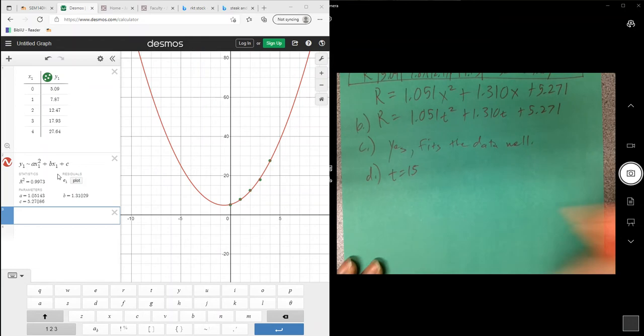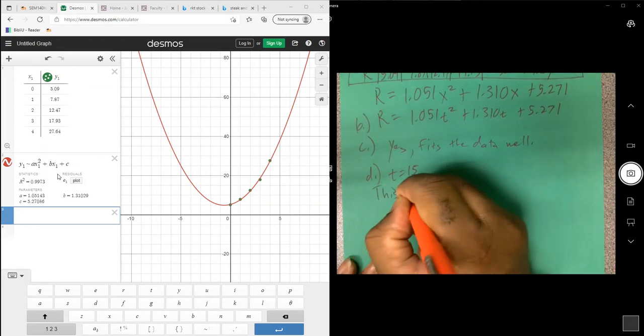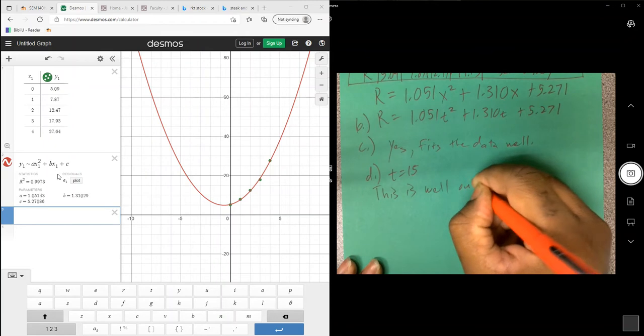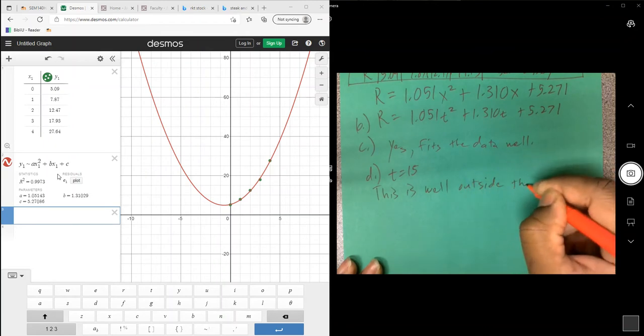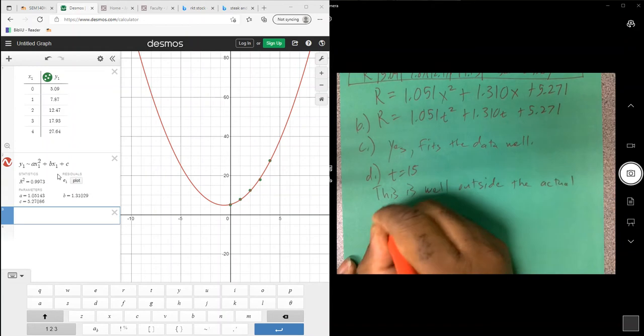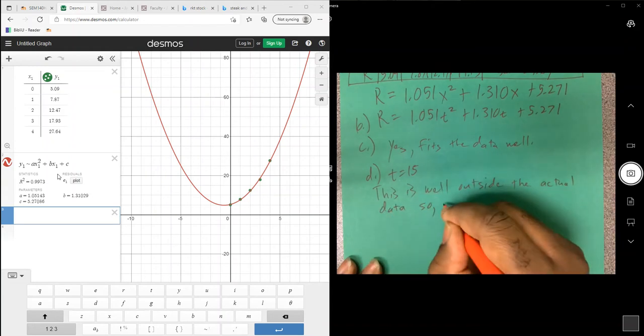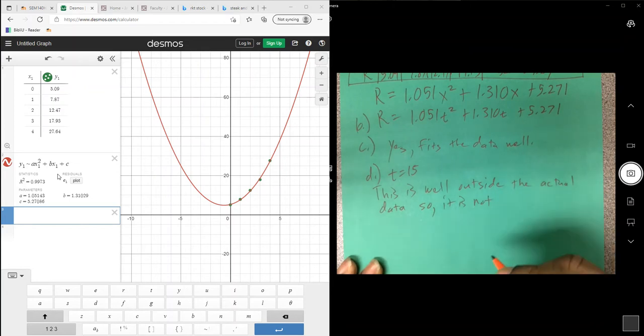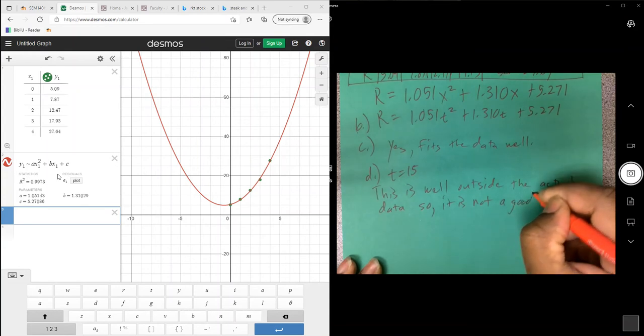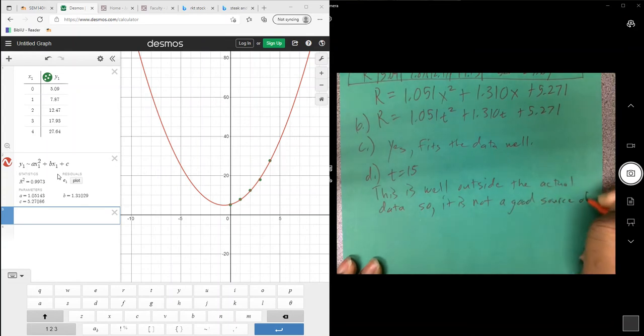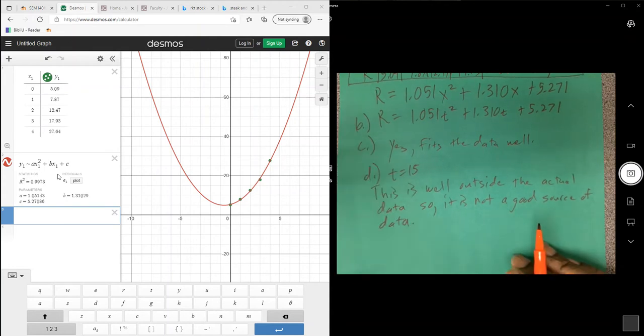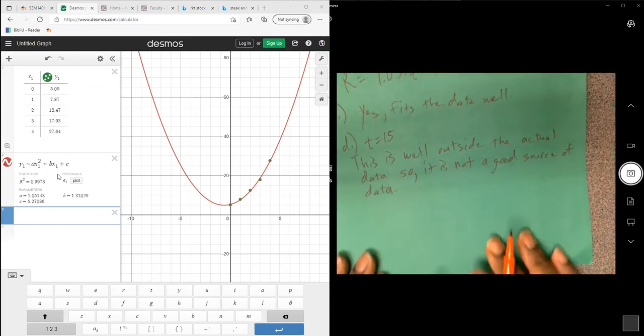So what I would say, this is well outside the actual data. So it is not a good source of data. Okay, now, so that we have that out of the way, the next thing we would do is basically put this into the equation and solve it.